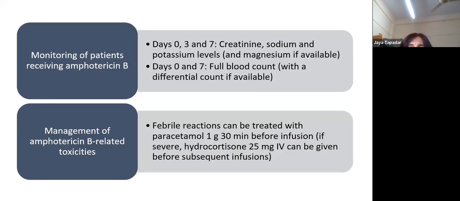Amphotericin B, because it is quite toxic, you should get a serum creatinine and serum electrolyte done, especially serum sodium and potassium on day 0, day 3, and day 7, because you're giving it for 7 days. And you should also get a CBC done because you're giving flucytosine, which can cause pancytopenia. And even amphotericin B can cause thrombocytopenia and anemia.